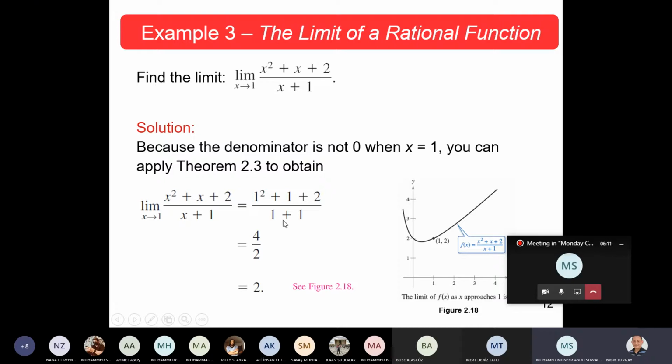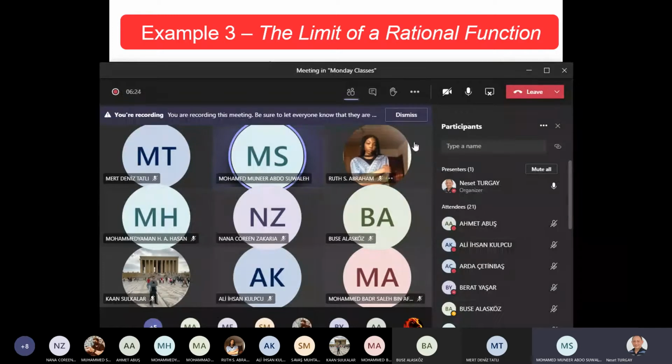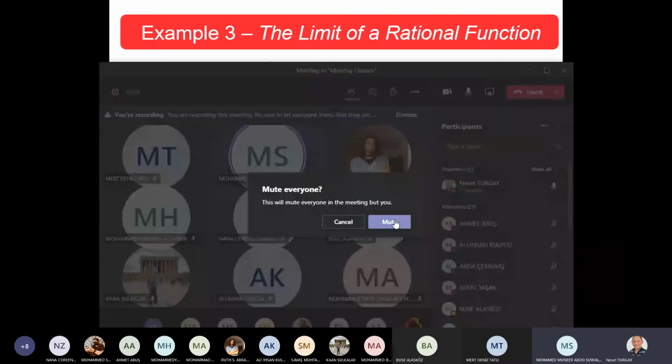But you know, in here the denominator is not 0. This is defined. There is a number in the numerator, a number in the denominator. So we are recording, right? Okay, good.